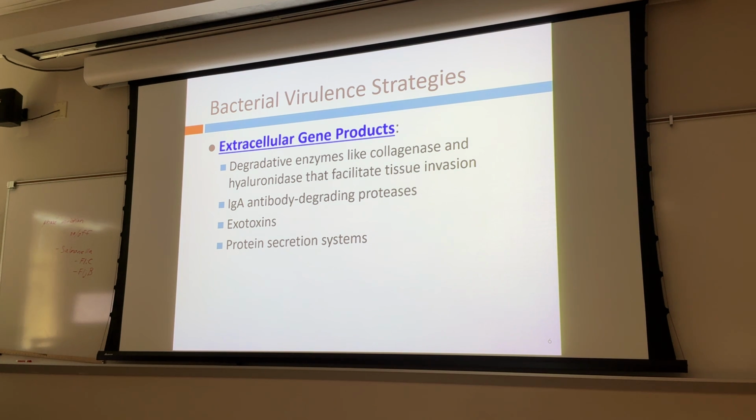IgA, antibody-degrading protease. Does anybody know where you find IgA? In secretions. So like in your respiratory tract, in breast milk, things like that. So say you're in your respiratory tract and you have that mucousy layer that coats it. Not only do the bacterial cells have to get through that mucus layer, they have to get through a mucus layer that has IgA. So some of the bacteria make proteases to break down antibodies.